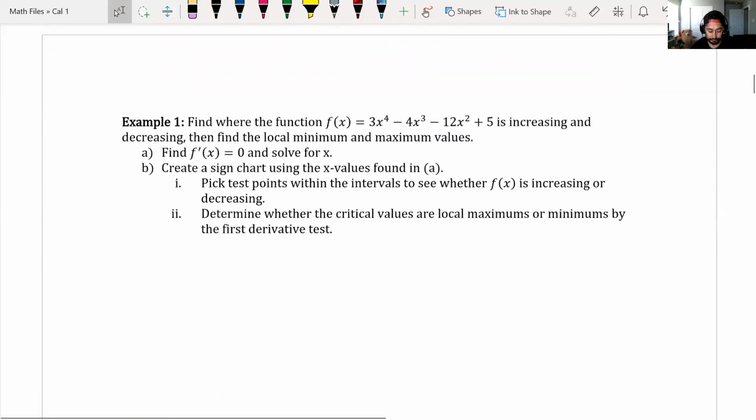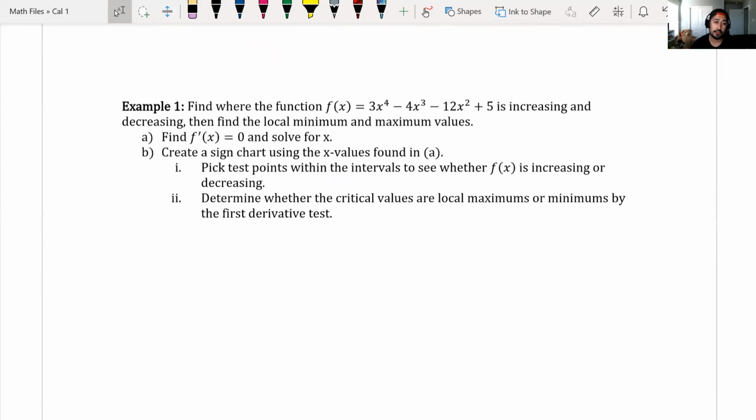Okay. Example one. Find where the function f of x equals 3x to the fourth minus 4x cubed minus 12x squared plus 5 is increasing and decreasing. Then find the local minimum and maximum values.